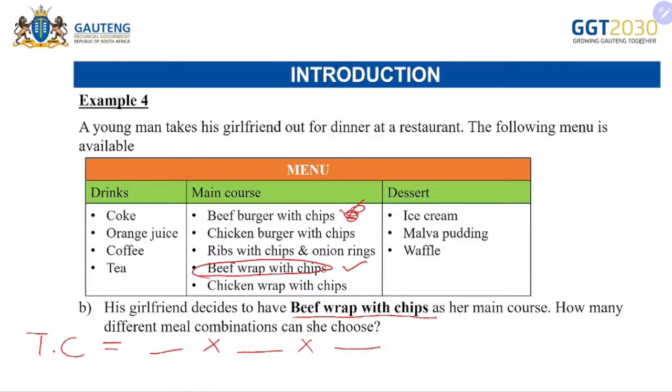Now, how many options do we have for drinks? It's obviously 1, 2, 3, 4. She can choose from any of those 4 options. So she has 4 choices for drinks.